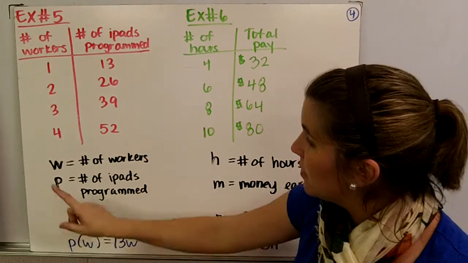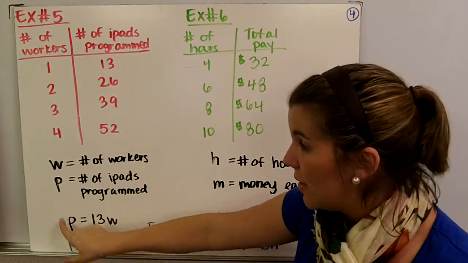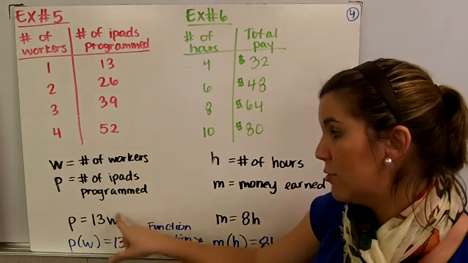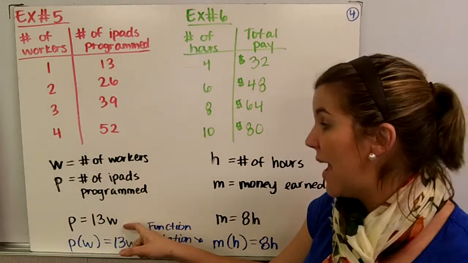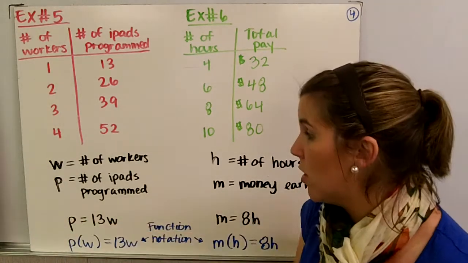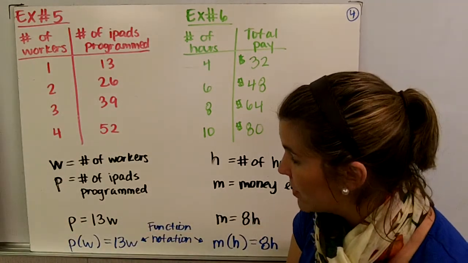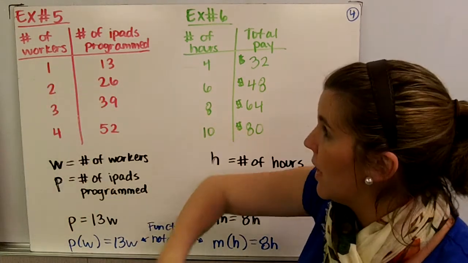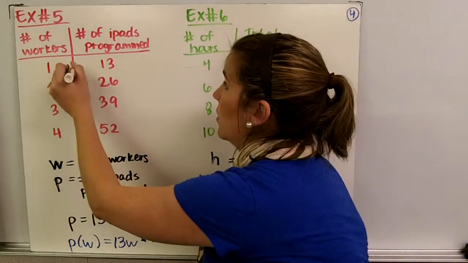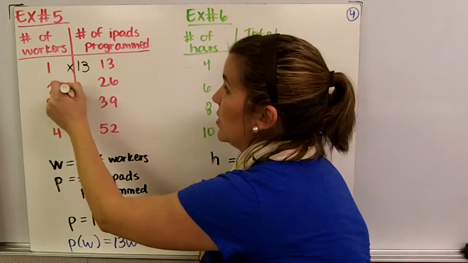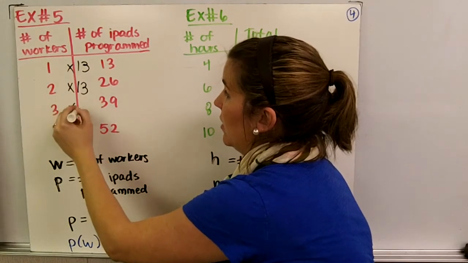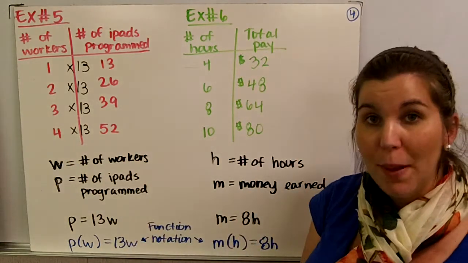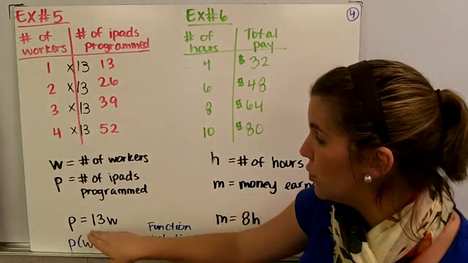So I can set up this function rule. P is the output, and W has to be on the other side of the function. W, something happens to it to get our number of iPads programmed. Well, you can see the pattern. To go from 1 to 13, we multiply by 13. 2 to 26, multiply by 13. Each time we're multiplying by 13. So that's our pattern, and we can write it as a rule.